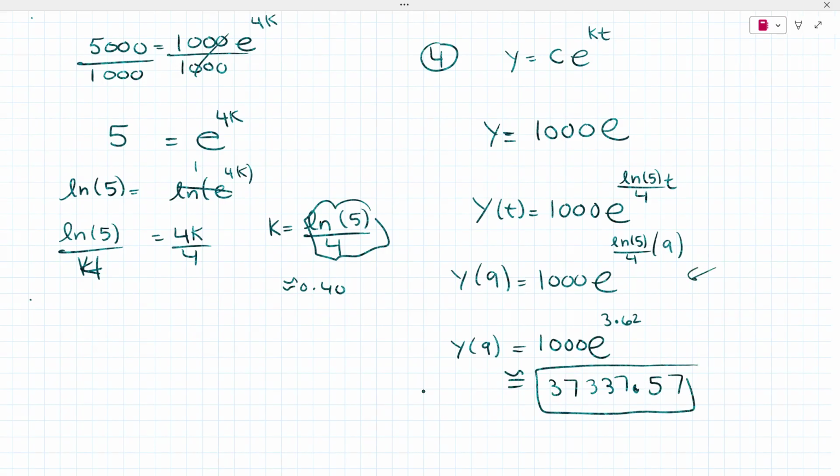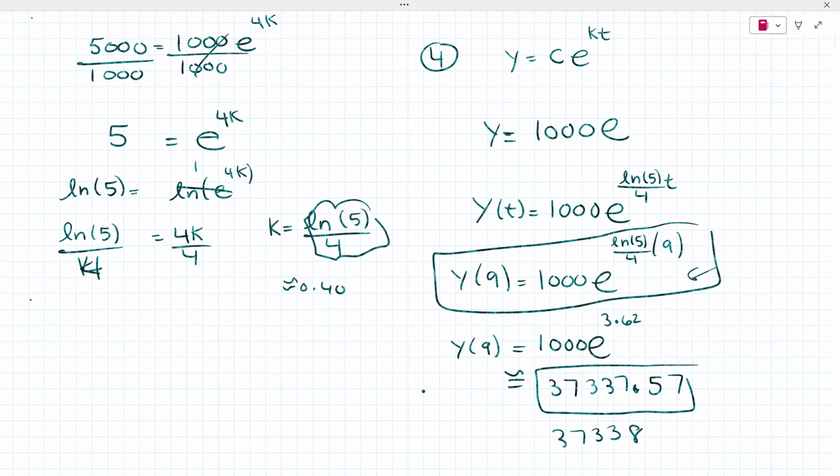So in 9 seconds, its population grew to this. I would probably round it to whole numbers because you can't have a 0.57 population. So maybe like 37,337. Should we round to whole numbers? I guess so. So yeah, this amount. But if you want the exact value, this would be the final answer. Okay.